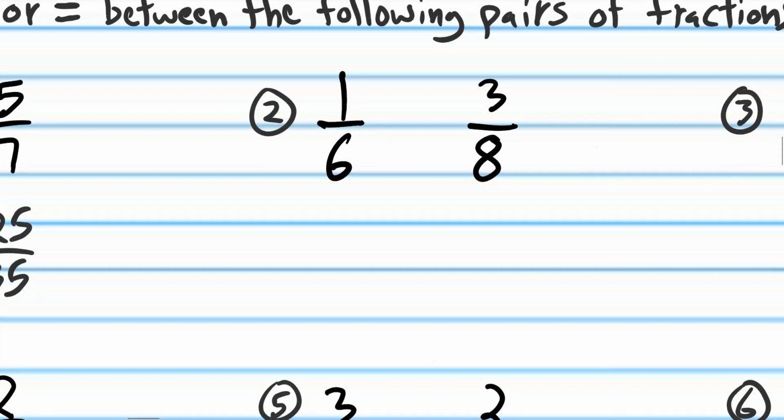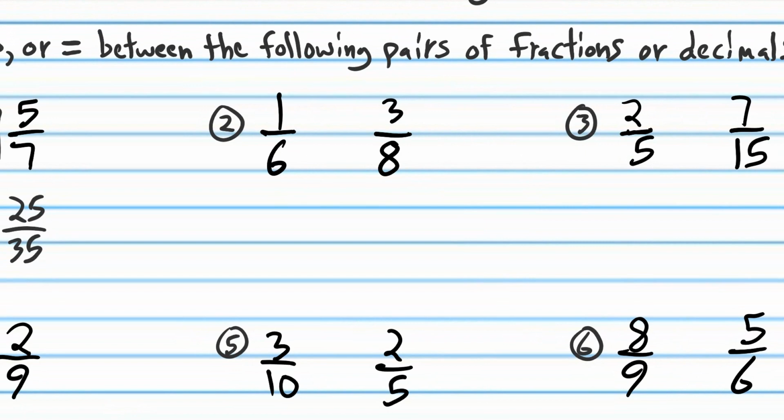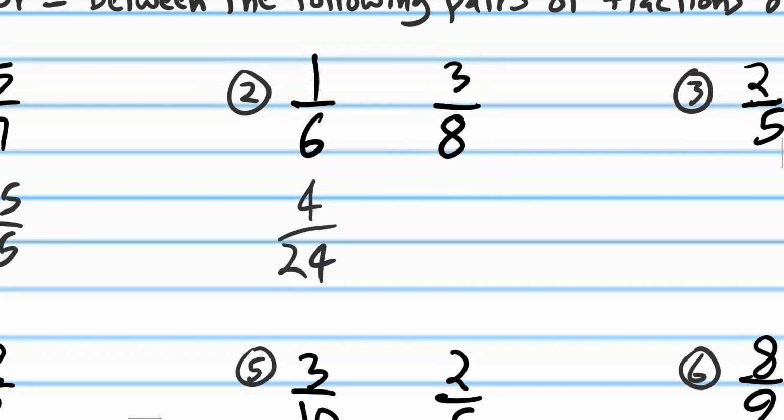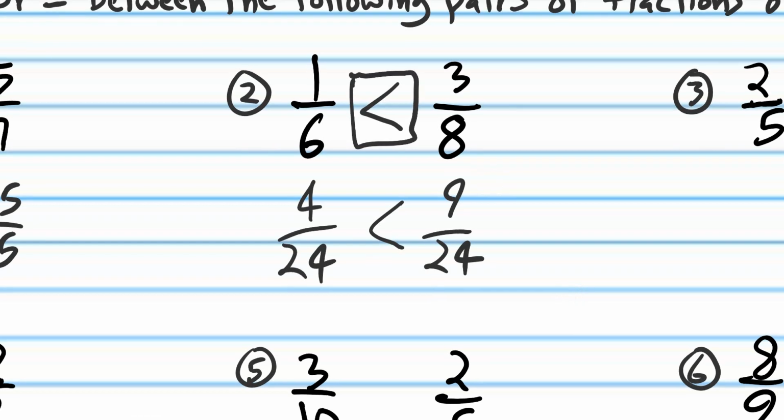All right, let's try a couple more before you do one on your own. So we're going to multiply both sides of this fraction by 4 to get 4 over 24, and both sides of this fraction by 3 to get 9 over 24. And you can see that 9 over 24 is greater than. Pac-Man wants to eat the bigger one. So we're going to write less than, and that's our answer.